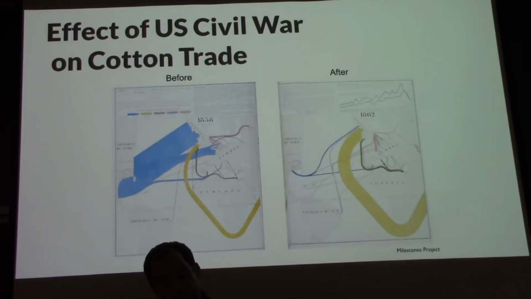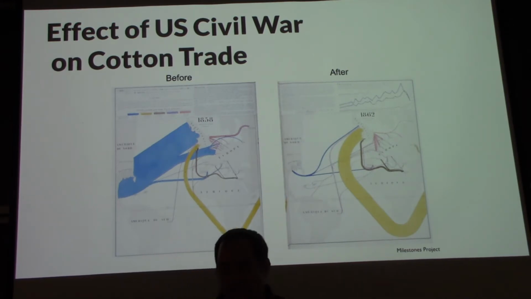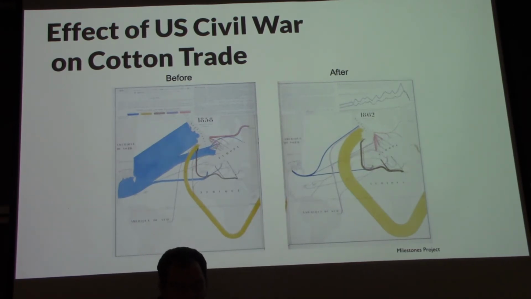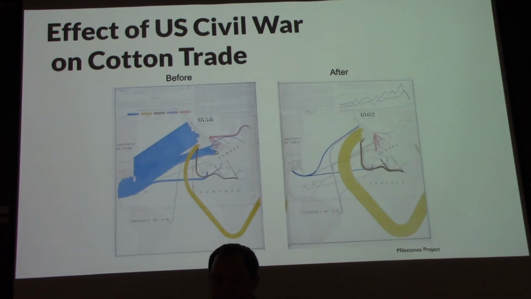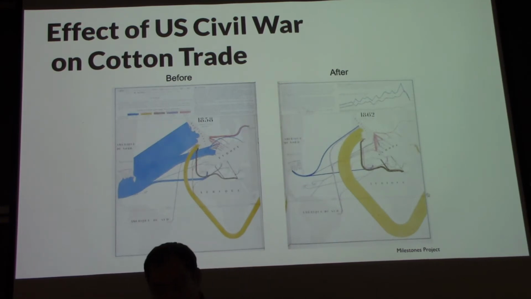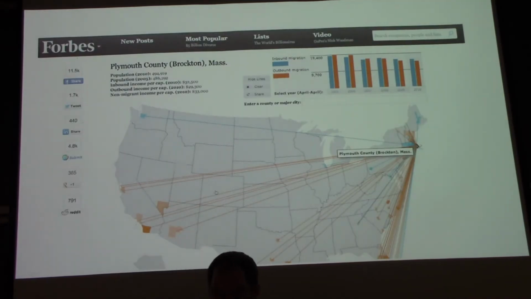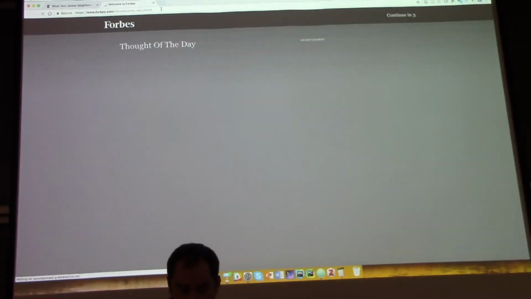Here is a visualization of the effect of the US Civil War on the cotton trade. So you have the trade before, from England to the United States. You can see a very, very dominant pattern of cotton trade between the US and Great Britain and other parts of Europe. But after the Civil War, you can see that the trade to the United States essentially died down, and instead the trade to Asia intensified significantly. Here is a visualization of, let's see what it is.